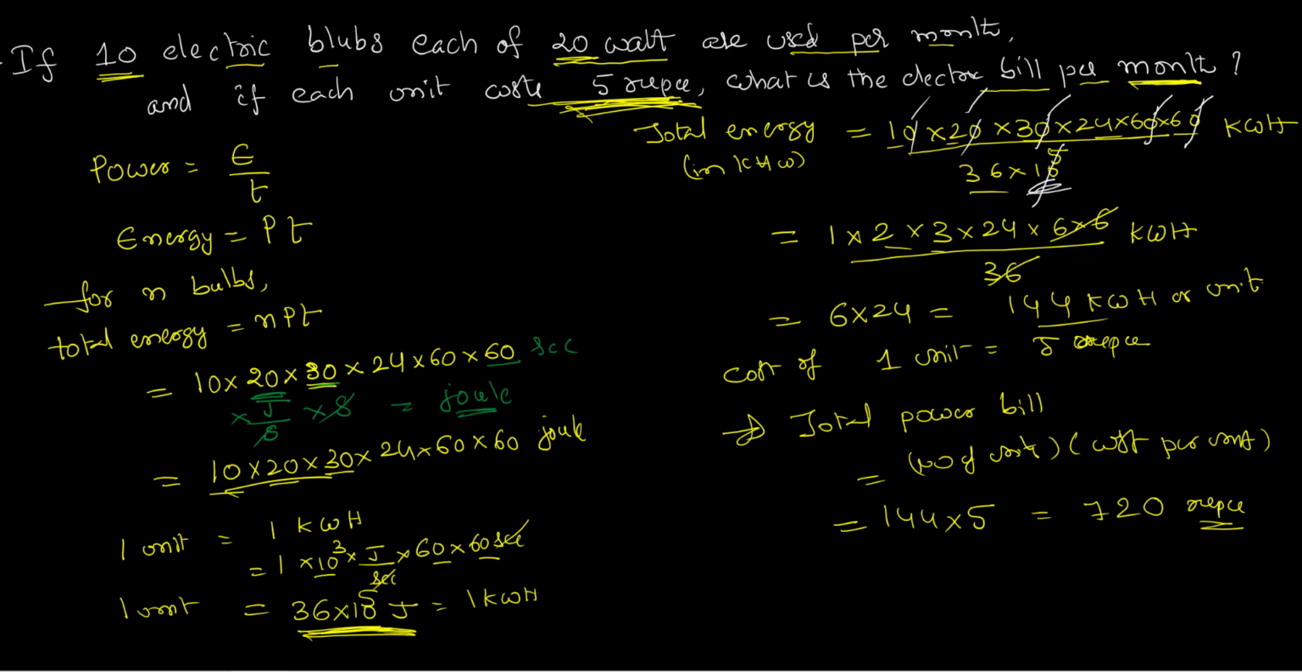This is how we can calculate the total power bill based on the concept of electric power and electric energy. And be careful that generally electric energy is billed in terms of kilowatt hours. So whenever you get the energy in joules, you shall convert that into kilowatt hours by dividing that value by 36 into 10 power 5, because 1 kilowatt hour is 36 into 10 power 5 joule. That's how you have to solve the problem.